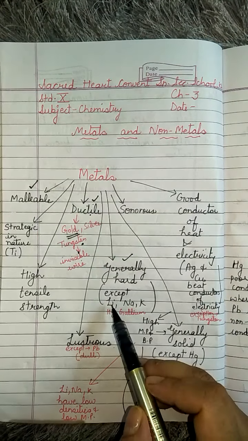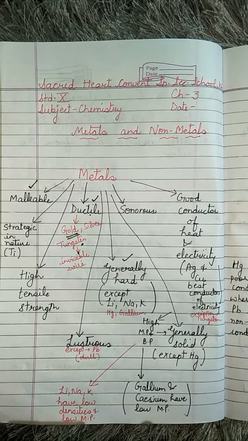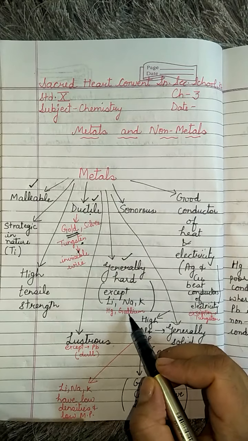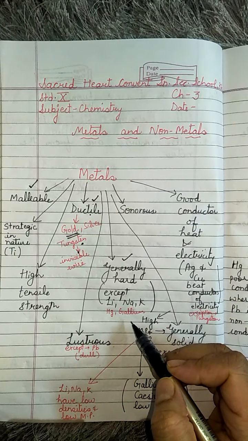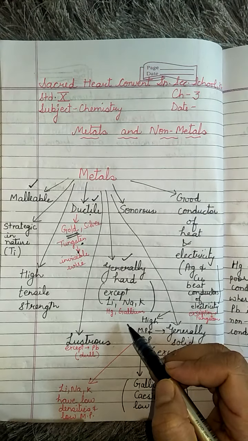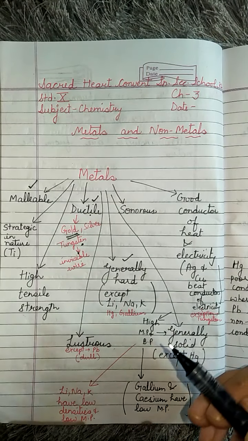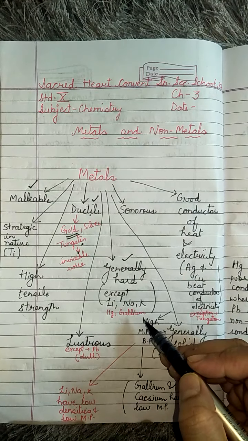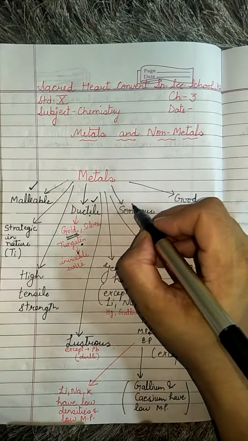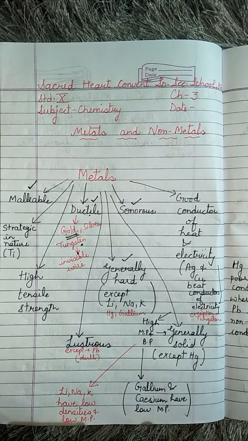Okay, so lithium, sodium, potassium are very soft metals. Sodium and potassium are so soft that we can cut them with the help of a knife. So these are the exceptions, and exceptions are very important for 1 mark questions, and they can be asked in MCQ form also. Then the next property, metals are sonorous.